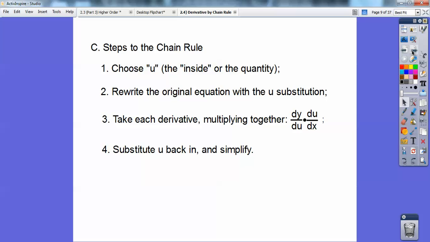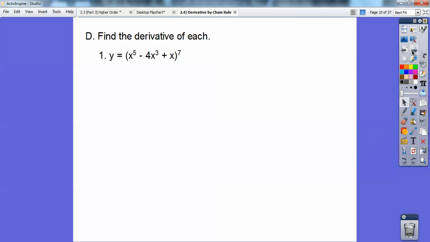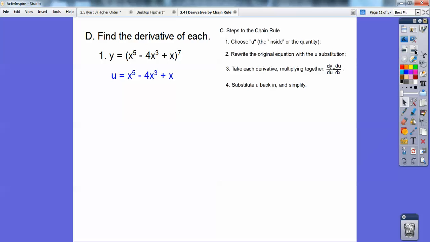Okay, so here's that first one. I'm going to let u be the inside stuff right here, the stuff inside the parentheses. I've had this on all the rest of the pages, so this is just section C. Then we rewrite the original equation and write this as y equals u to the seventh.